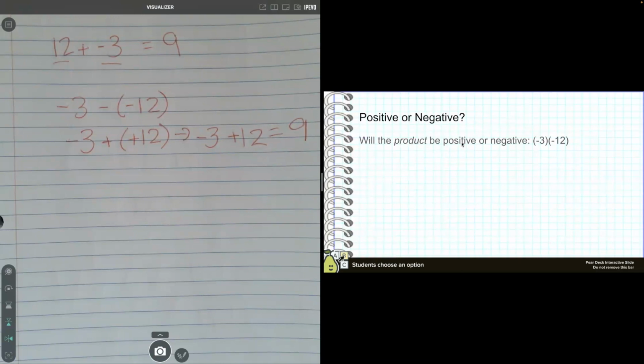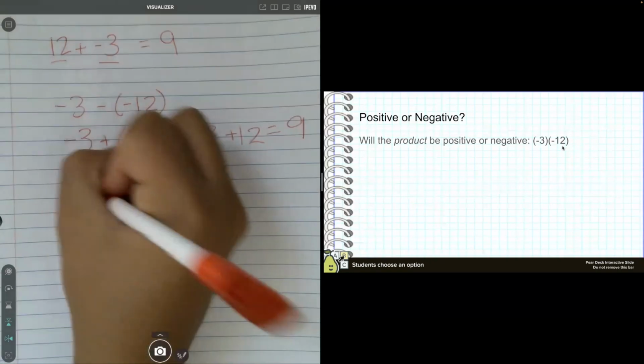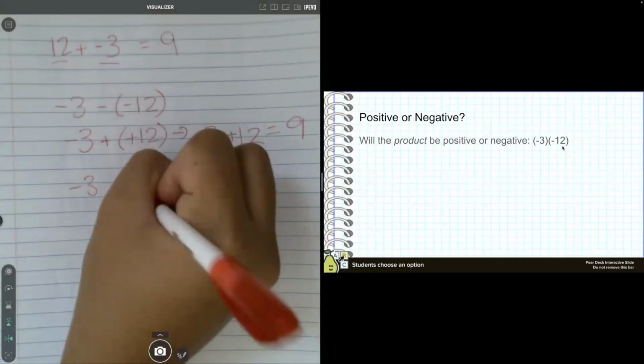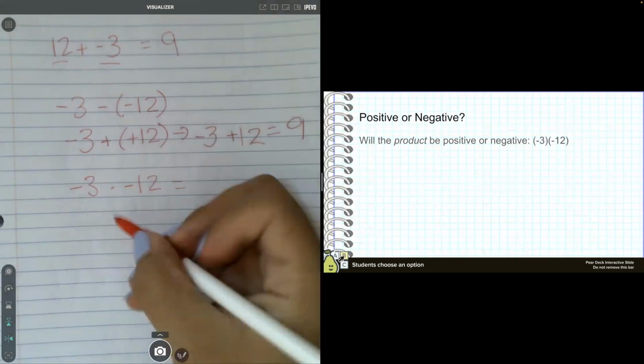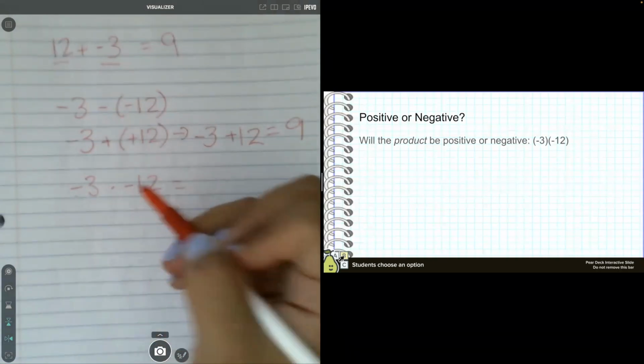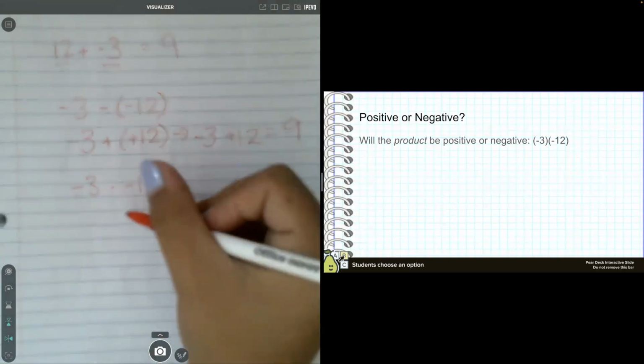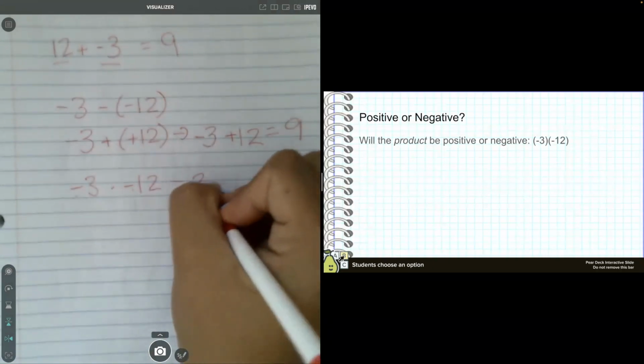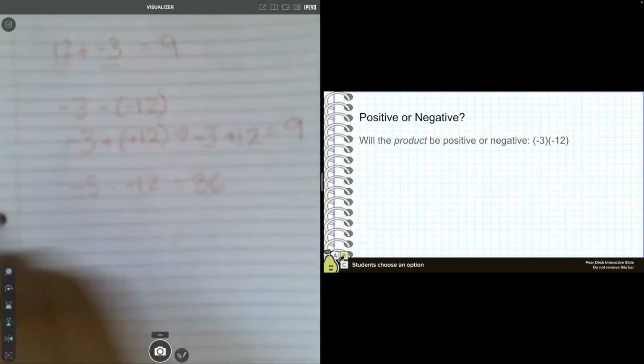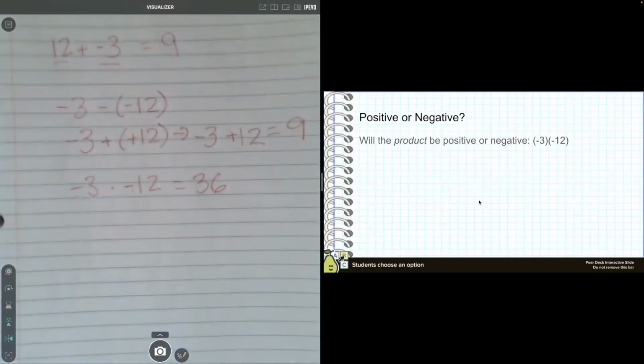Here, will the product be positive or negative when we multiply two negative numbers? Negative 3 times negative 12. We know that negative times a negative, or the same sign multiplied, will give us a positive. So this will be a positive 36, right? 12 times 3 is 36.